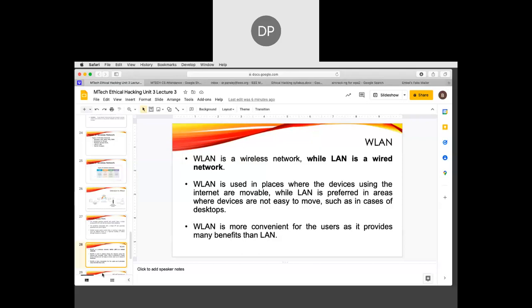Then we recap WLAN. WLAN is a wireless network while LAN is wired. WLAN is used in places where the devices using the internet are movable, while LAN is preferred in areas where devices are not easy to move, such as in the case of a desktop.